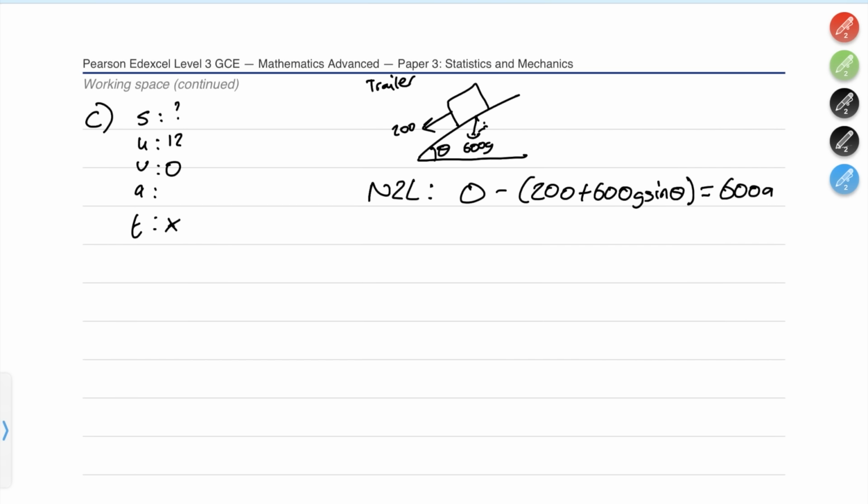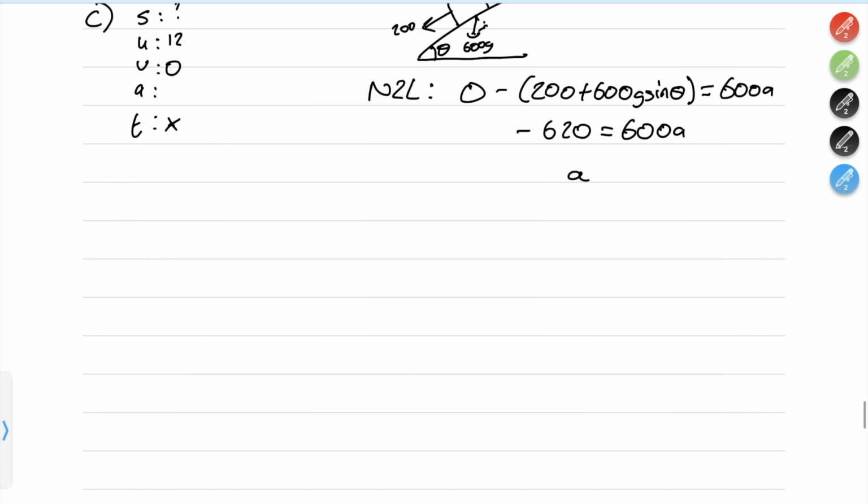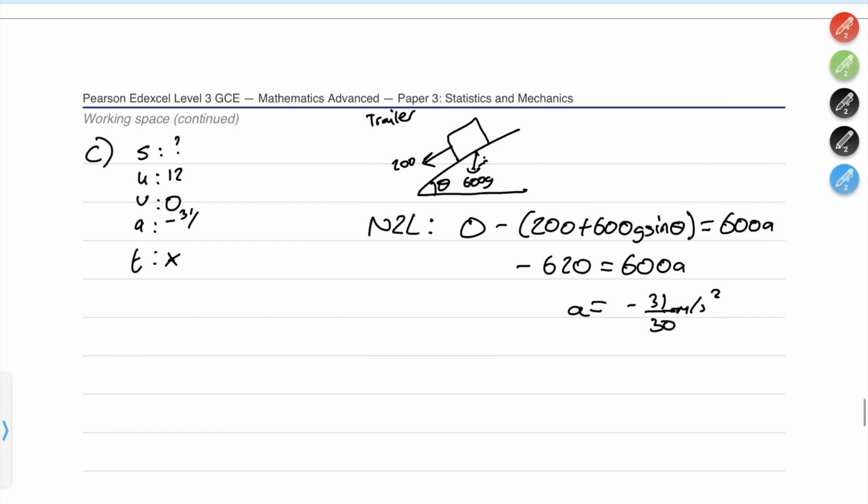So 200 plus 600 times 9.8 times 1 over 14 is equal to 620. So we get minus 620 equals 600a. That means that a is equal to minus 620 over 600, which equals minus 31 over 30. So a equals minus 31 over 30 meters per second squared. So we can substitute that in here: minus 31 over 30.